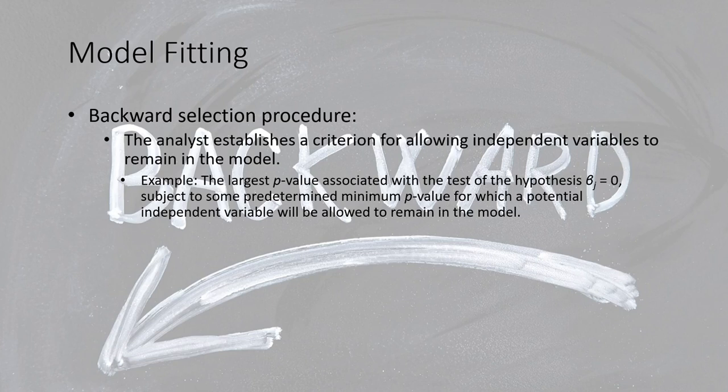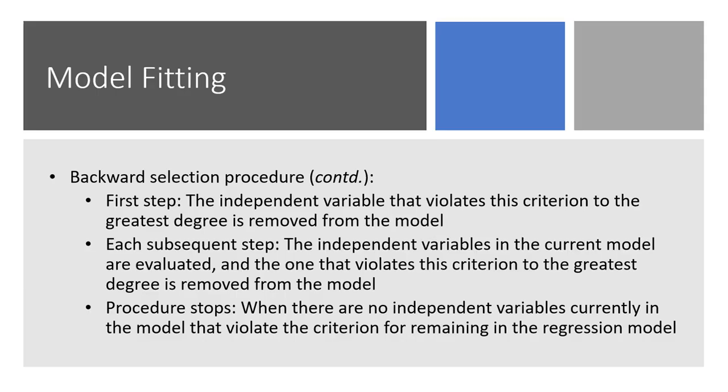We have backward selection. So the analyst is going to establish a criteria for allowing independent variables to remain in the model. So the example is the largest p-value associated with the test of the hypothesis of beta sub j equals 0, subject to some predetermined minimum p-value, typically 0.05, for which a potential independent variable will be allowed to remain in the model. And so we're going to go backwards, right?